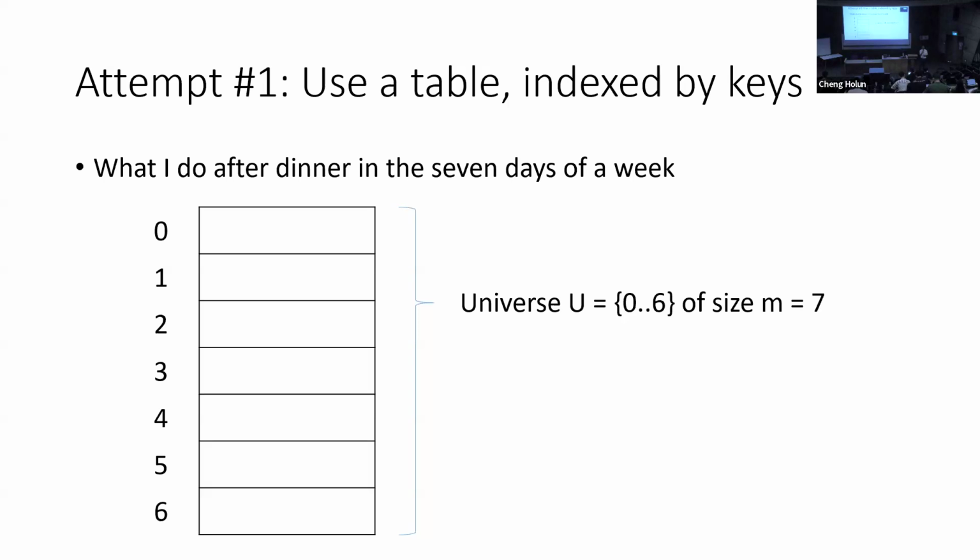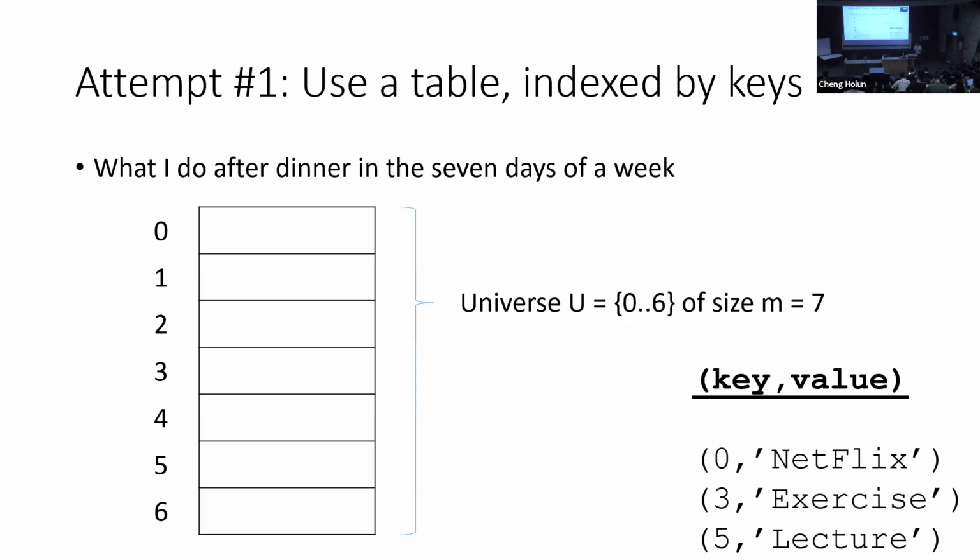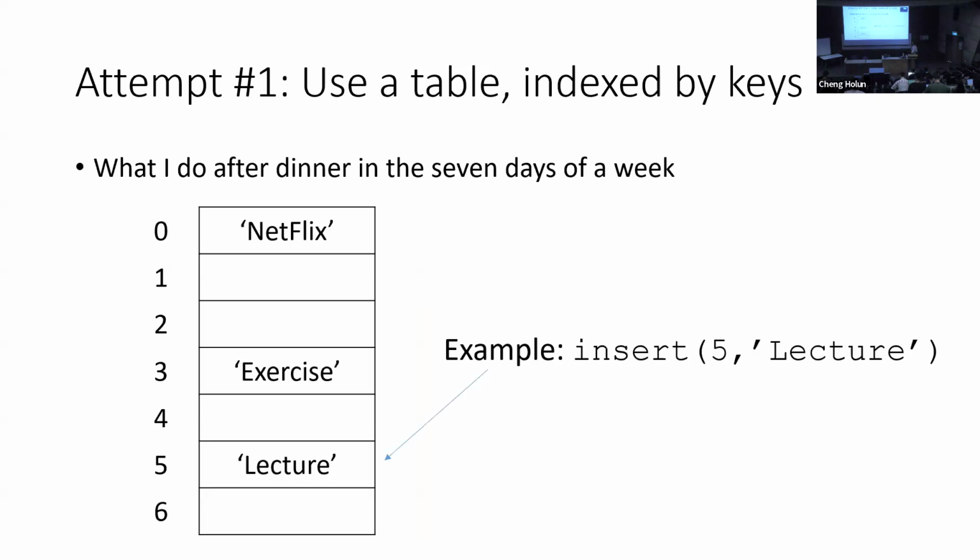You can only have Sunday to Saturday. You have Monday, you have Tuesday, but you don't have a made-up weekday. You only have Monday to Saturday and Sunday. That's all you have. So if you have a universal key set, you can simply put in the key and value. For example, you can put it into the data set: Sunday night, I would watch Netflix. Wednesday night, I will do exercise. Friday night, I need to go for a lecture. Okay, you can do that.